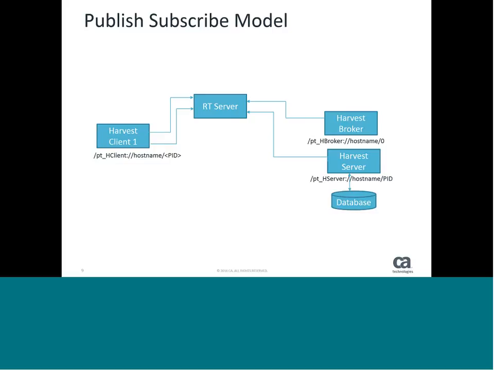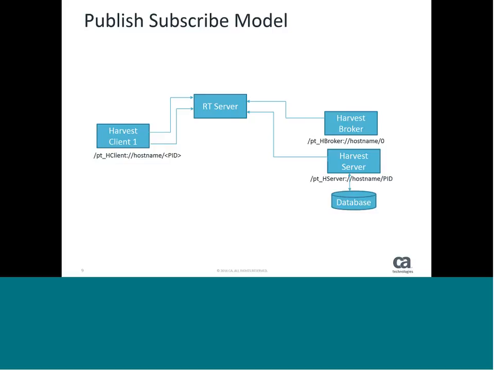Now the broker sees the list of active edge servers it has. It will find a particular idle edge server and send the request to the Harvest server. Now the request will not be sent directly to the Harvest server. Again that request will go back to the RT server. The RT server will find the clients that have subscribed to that particular subject, and it will forward that request to that particular Harvest server. The Harvest server will receive that request.